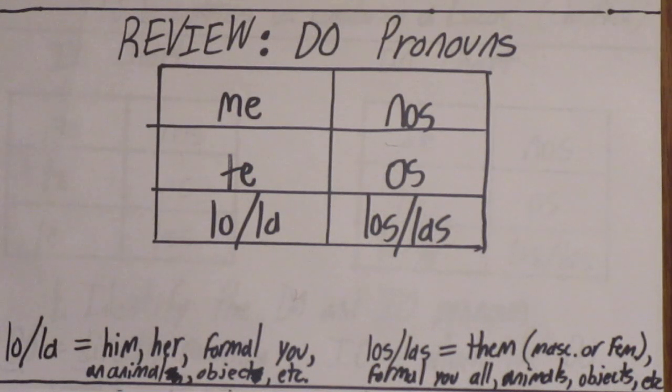For us, it will be nos. For the informal you all, it will be os. And lastly, them and the formal you will be los, las. A quick thing to note is that lo, la, and los, las do not just refer to him, her, and the formal you or you all. It can also refer to animals or objects.